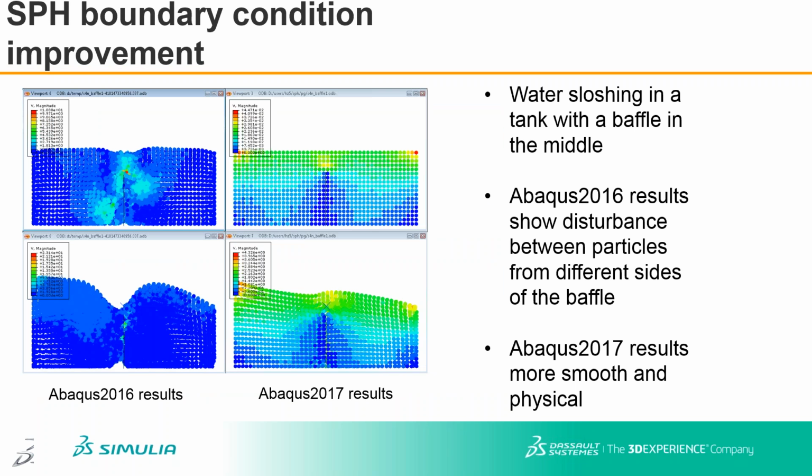What does that look like in a real example? If we look at this kind of sloshing baffle example, you can see that we've got more physical behavior and a distinctly more sensible, more physical velocity distribution in this sloshing example. So I guess the important thing with SPH is that with every release the solutions become smoother, more physical, and more representative of what really goes on.